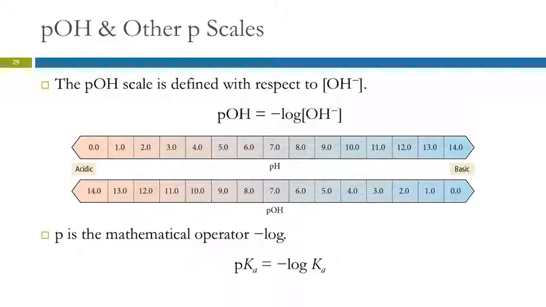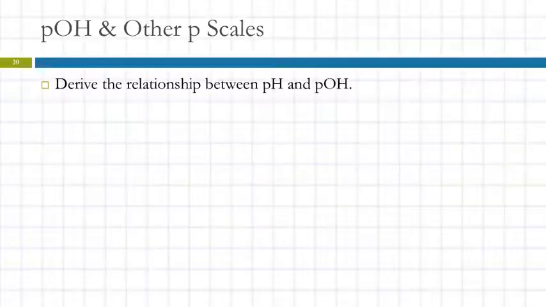So we can also look at pKa, where Ka is that acid dissociation constant. So pKa is equal to negative log of Ka. Okay, so there are relationships between pH, pOH, hydroxide ion concentration, and hydronium ion concentration.